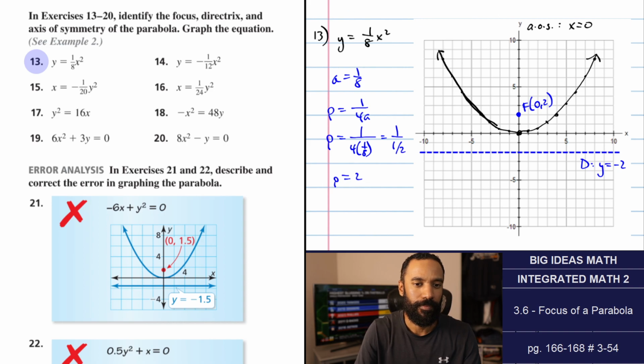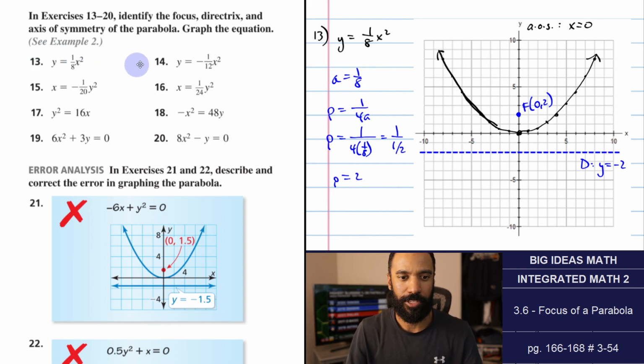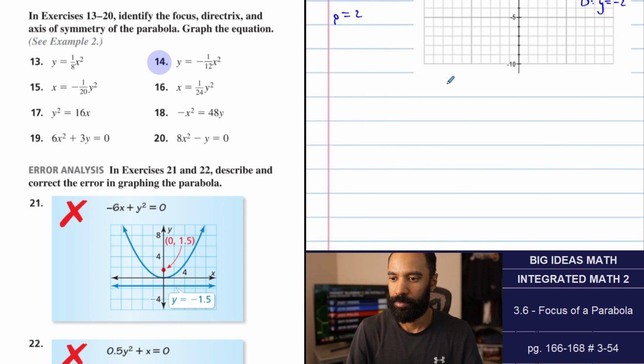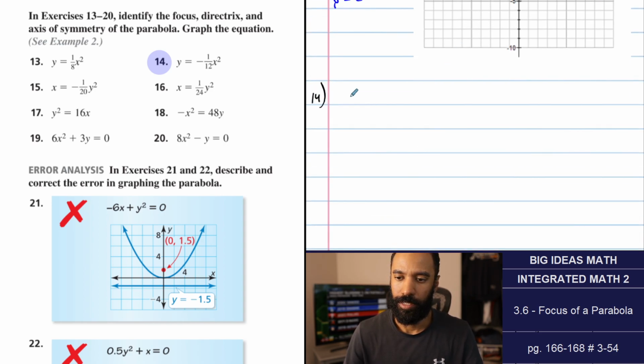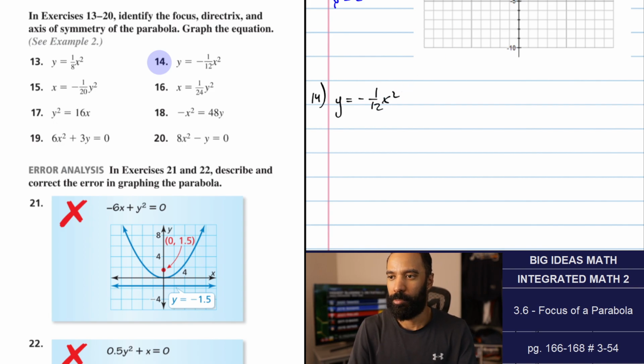Number 14, y equals -1/12 x squared. So let's get a parabola in here.